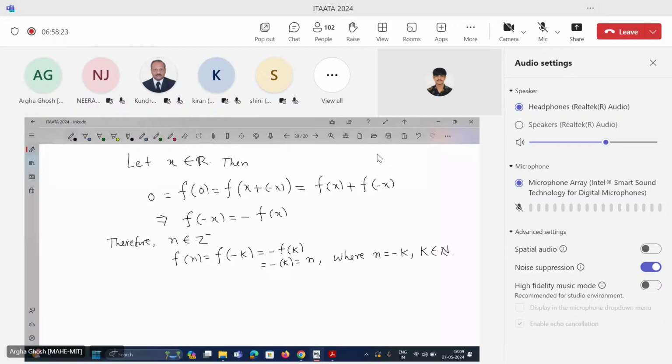Okay. Now go for rational numbers. Let's say x is a rational number. Then what do we have? Let x be of the form p by q. Then what can we write?